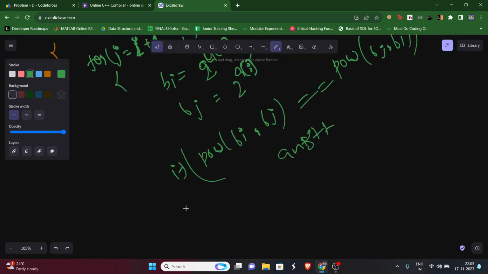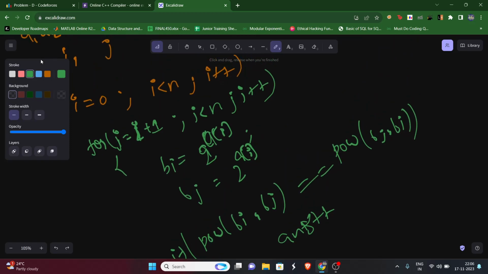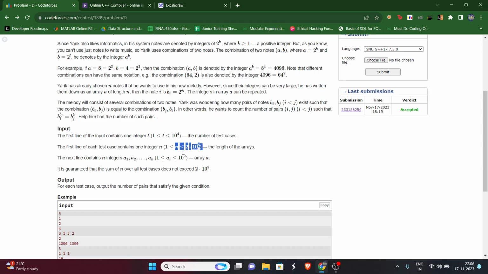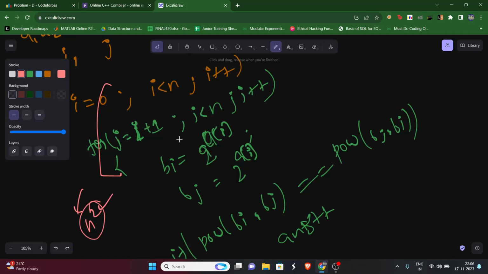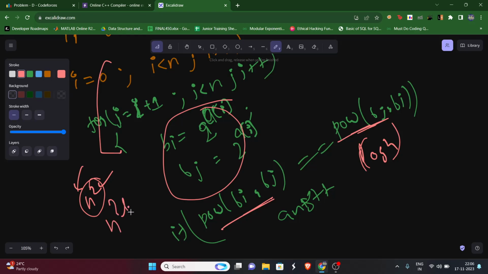First of all, there are a couple of problems. First one is we are running a nested loop, which means it will give an O of n square solution, and seeing the constraint, we cannot have an O of n square solution. Also, we are calculating power here as well, so it will again take log of n. So overall it will become n square log n, and we know that we cannot pass this solution.